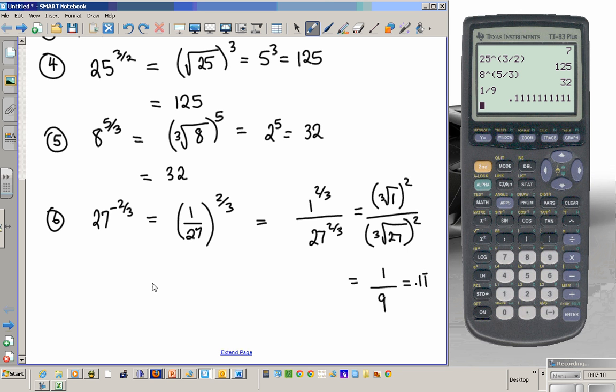So what if I wanted to do this using the calculator? Watch this carefully. I'm going to go 27 raised to the negative, parenthesis 2 divided by 3. So just insert the negative sign after the caret, and there you have it.